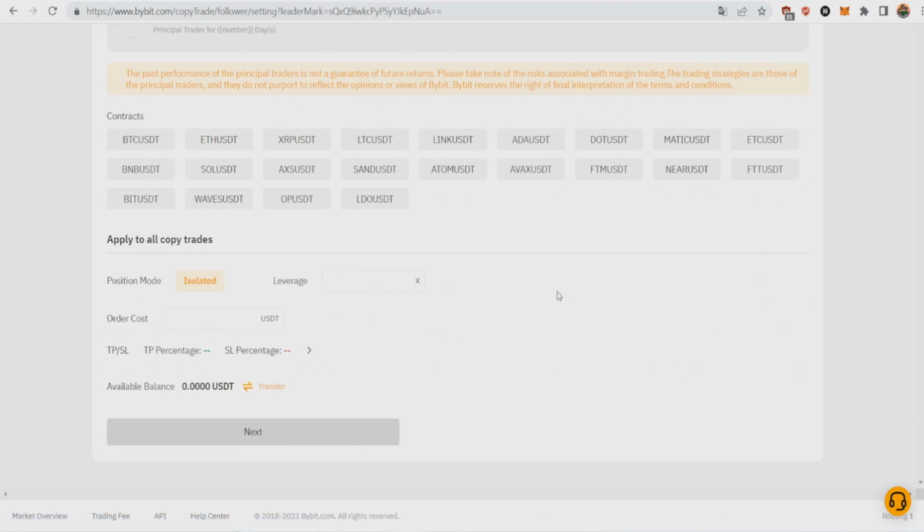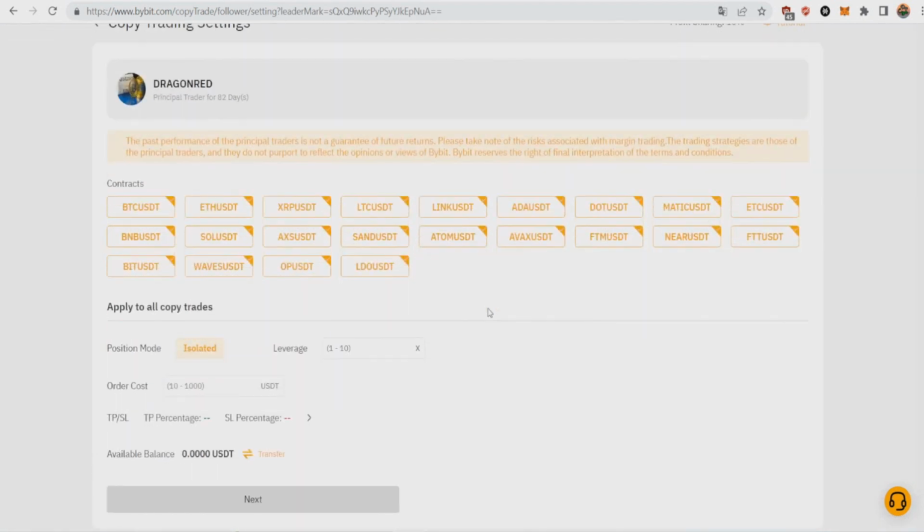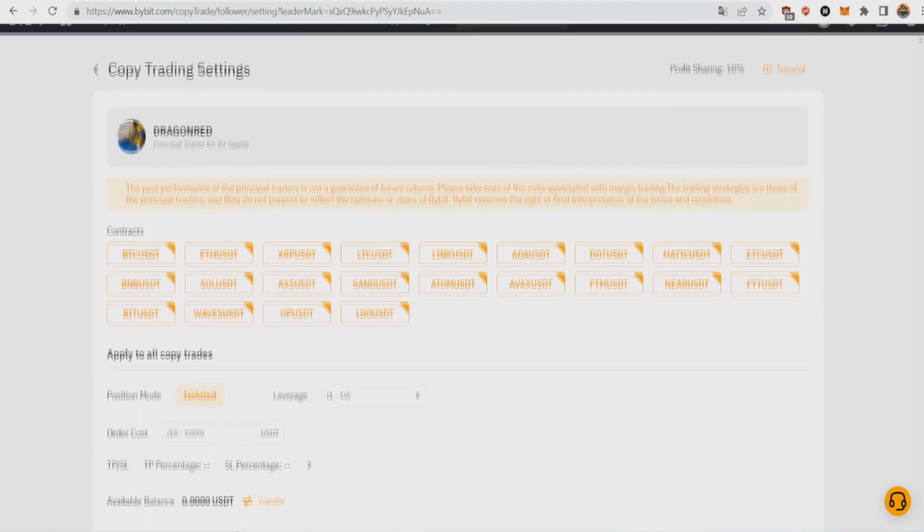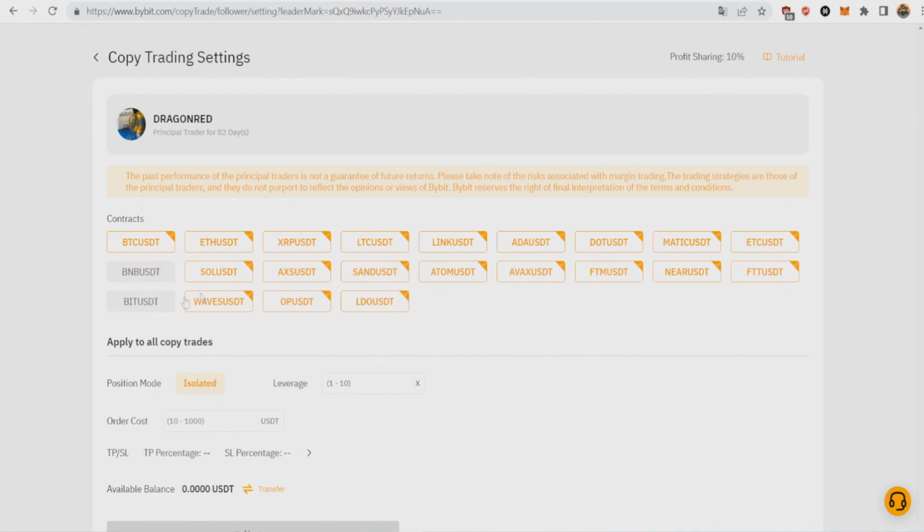So now let's go back and click on the copy. At the top, you can see all the available copy trading pairs, and I'm just gonna unclick everything, because I think Bitcoin and Ethereum are the most trustworthy, so just unclick anything. Then the second thing is the position mode. Isolated means you can only lose the money that you put in. So we're gonna choose a leverage of 5.